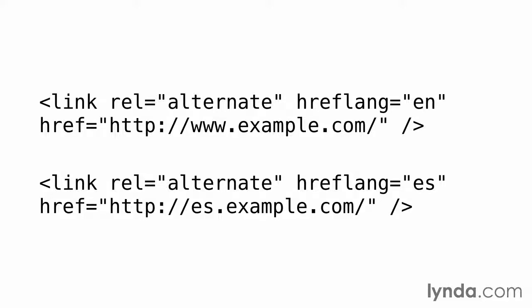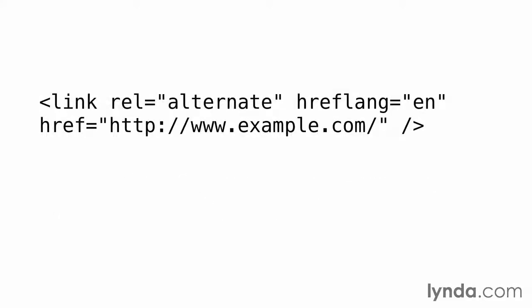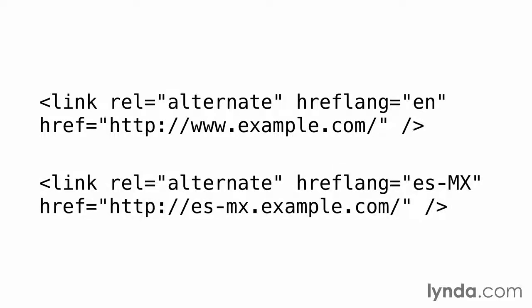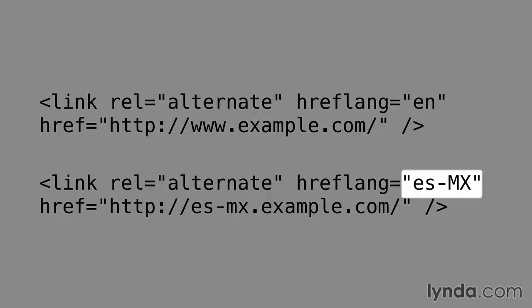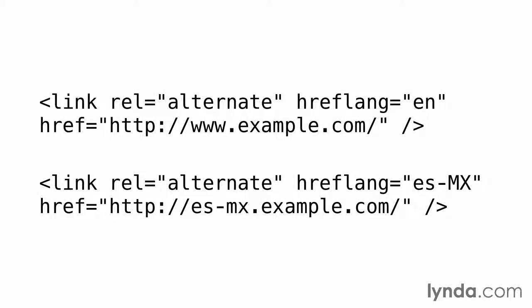And we can get even more specific. For example, if we had a special version of the page that was translated into Spanish and regionalized to Mexico, we could instead use a link tag that specifies both the language of Spanish and the country of Mexico.